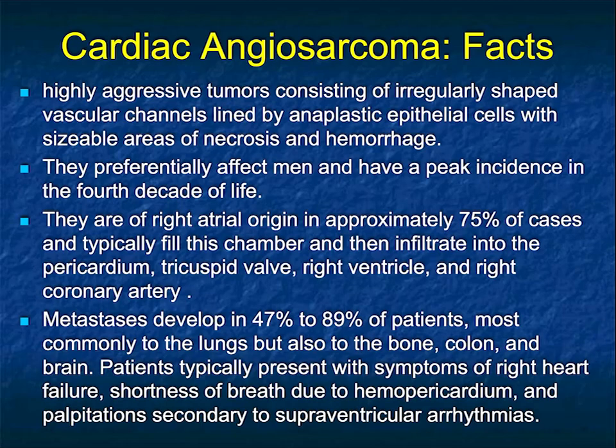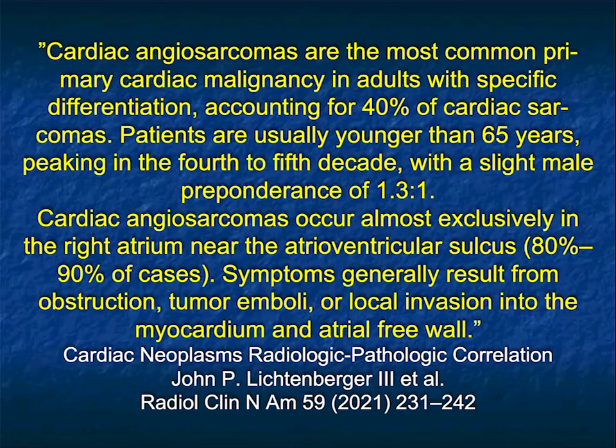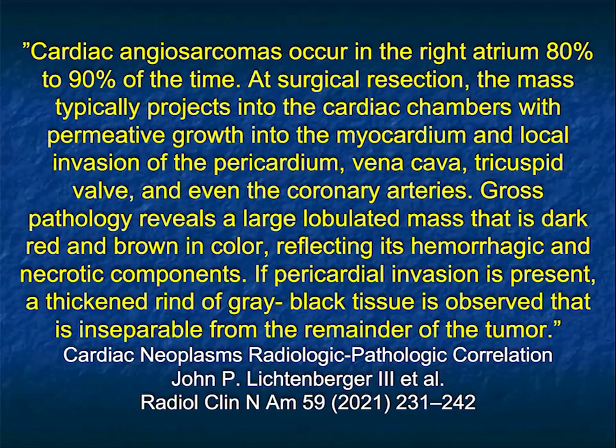Metastases will develop in a high percent of these cases, most commonly to the lungs, but also can be bone, colon, and brain. The patients typically present with symptoms of right heart failure, shortness of breath due to hemopericardium, and palpitation secondary to arrhythmias. In this article by Lichtenberger, he makes several points. Cardiac angiosarcomas occur almost exclusively in the right atrium near the AV sulcus, and he mentions symptoms and again the age, under 65, peaking in the 4th to 5th decade with more males than females. Very, very important. And again, location becomes everything.